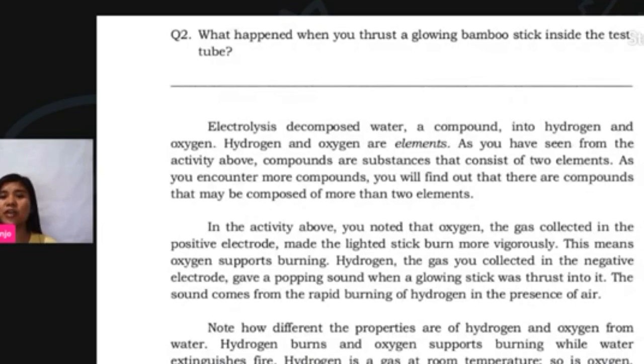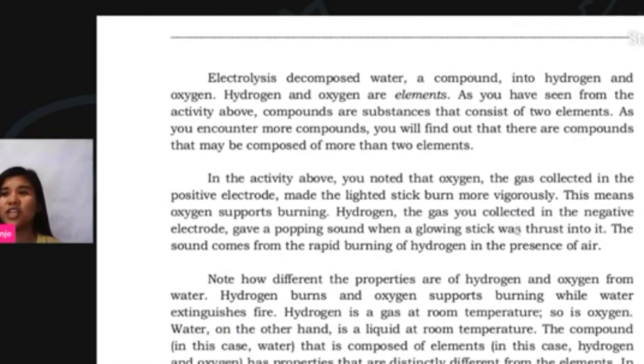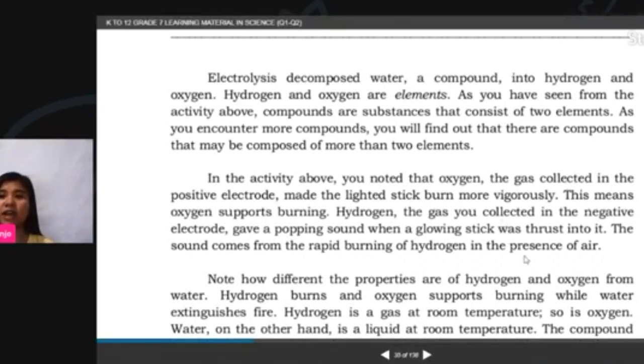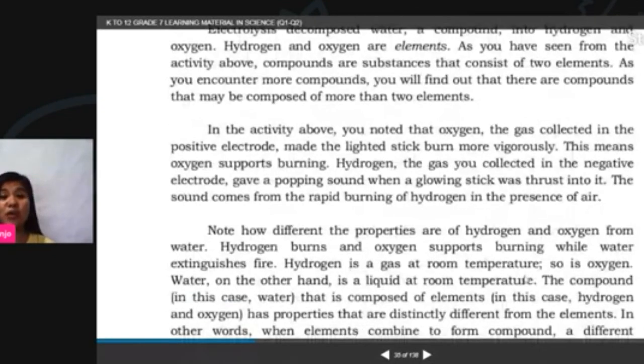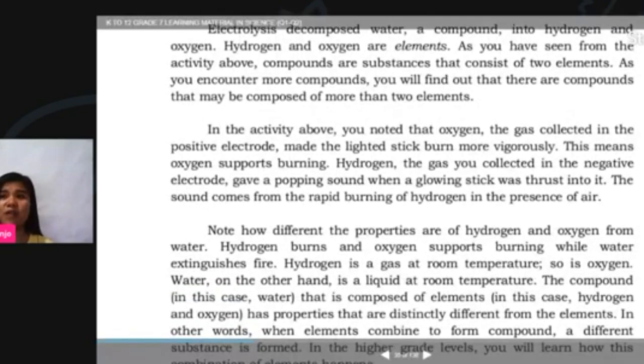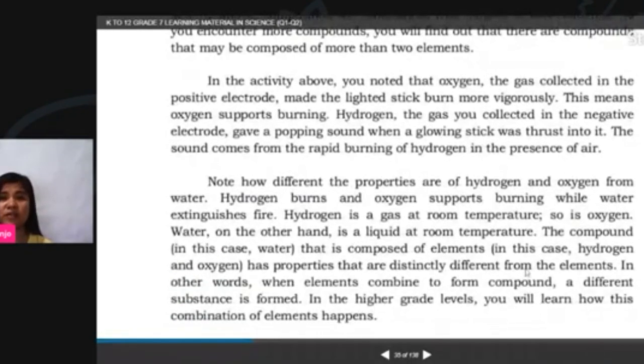As you compare more compounds, you'll find out that there are compounds that may be composed of more than two elements. In the activity above, you noted that oxygen, the gas collected in the positive electrode, made the lighted stick burn more vigorously. This means oxygen supports burning. Hydrogen, the gas you collected in the negative electrode, gave a popping sound when a glowing stick was thrust into it. The sound comes from the rapid burning of hydrogen in the presence of air. Note how different the properties are of hydrogen and oxygen from water.